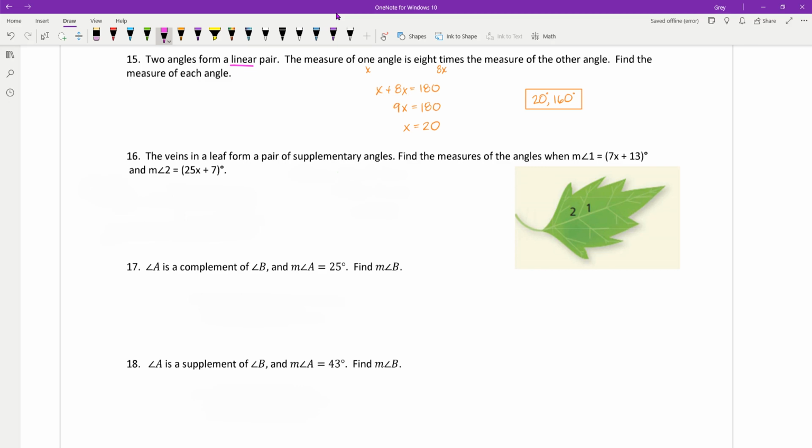Okay, the veins in a leaf form a pair of supplementary angles. Again, supplementary angles.